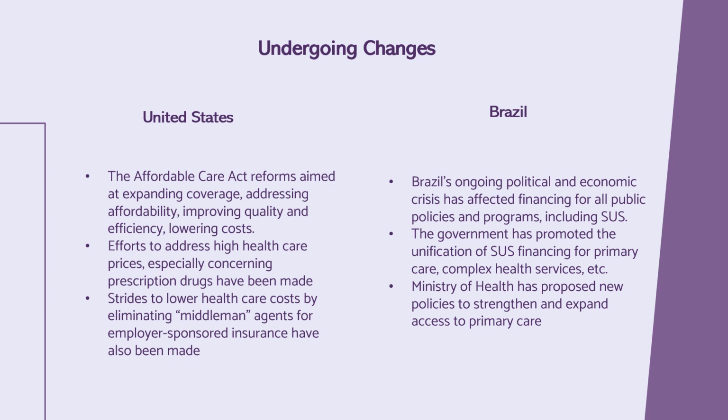Brazil's ongoing political and economic crisis has affected financing for all public policies and programs, including the SUS. That's why the federal government has promoted the unification of SUS financing for primary care, complex health services, pharmaceutical care, and health surveillance and management. The goal is to reduce bureaucracy and increase flexibility in how municipalities use financial resources at local levels.